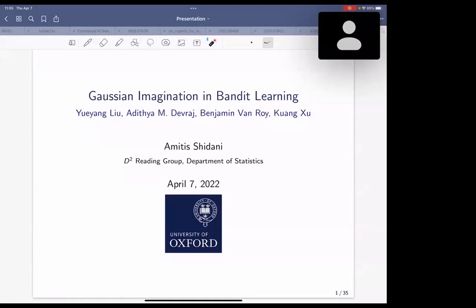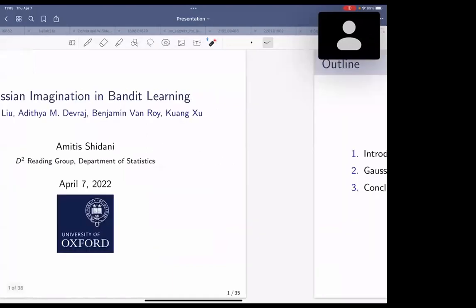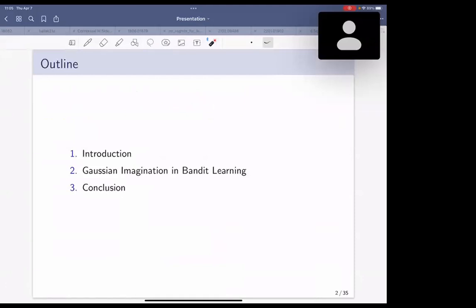I'll present this paper called Gaussian Imagination in Bandit Learning, which was published very recently, just in February. The outline of the talk is that I'll give a very short introduction about Bandit learning, then go through the main paper, and at the end, some conclusion. So please feel free to ask any questions you have.